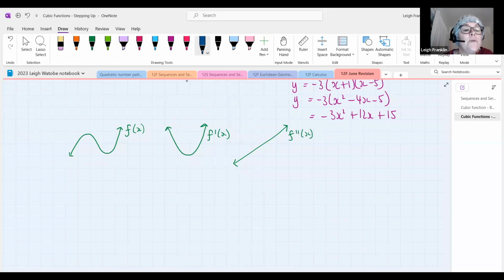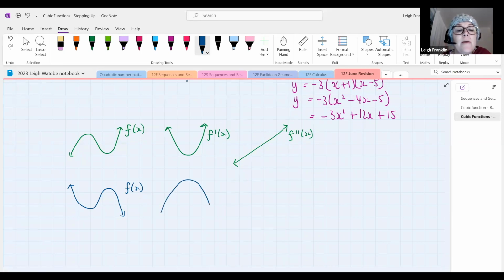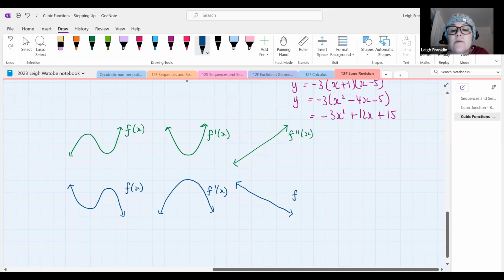If your graph is concave up and then concave down, your first derivative is going to be a sad face parabola. Your second derivative is going to be a straight line with a negative gradient. Does that make sense to everybody? Yes, Lebogang.